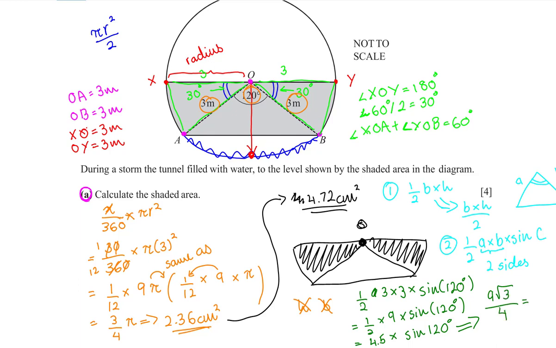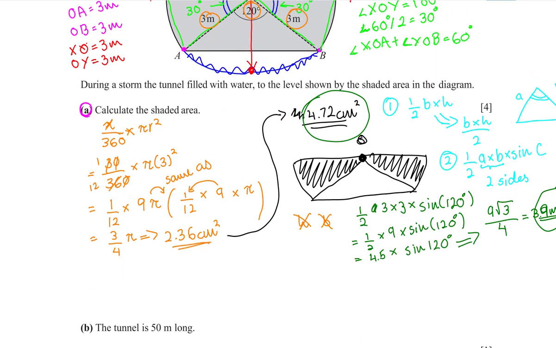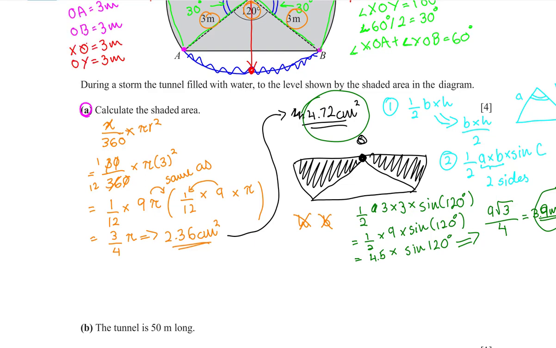And when you solve for that, you're going to get, I believe, 3.9. 3.9 meters squared. So we have the area of the two sectors and the triangle. Now what we're going to do is finally add them.